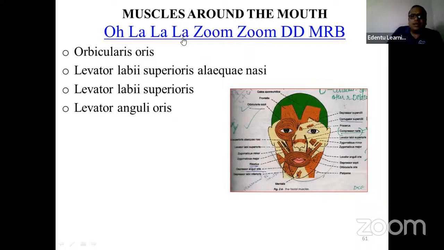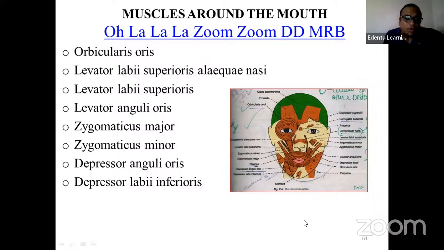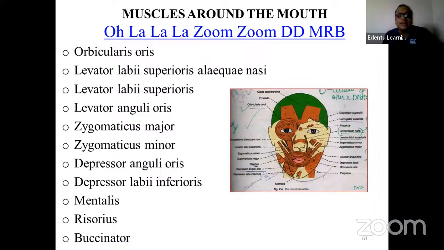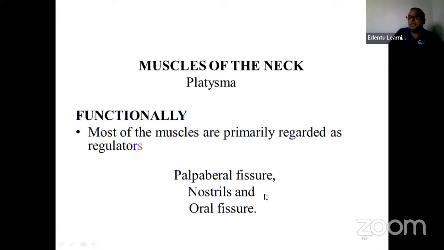So O la la la. O, orbicularis oris. 3 times la: levator labii superioris, levator labii superioris alaeque nasi, levator anguli oris. Zoom zoom: zygomaticus major, zygomaticus minor. DD: depressor anguli oris, depressor labii inferioris. MRB: mentalis, risorius, buccinator. Right? So this will solve everything. And muscles of the neck, this is platysma muscle. So these are the muscles of the face which you can read topographically.